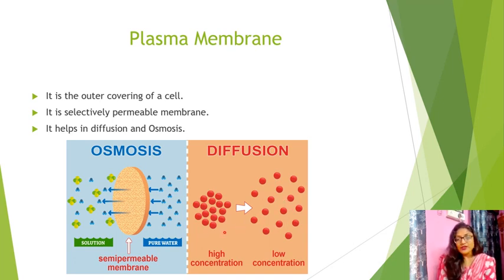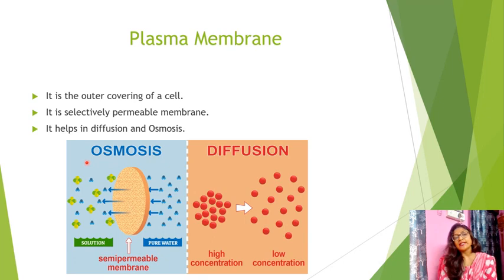So where the concentration is high, the particles will move from this side to the other side where the concentration is low. But here we do not see any membrane or anything which will allow them to pass. That means it is freely permeable. Freely it can move from one side to another. So this is diffusion, where we do not see any membrane.